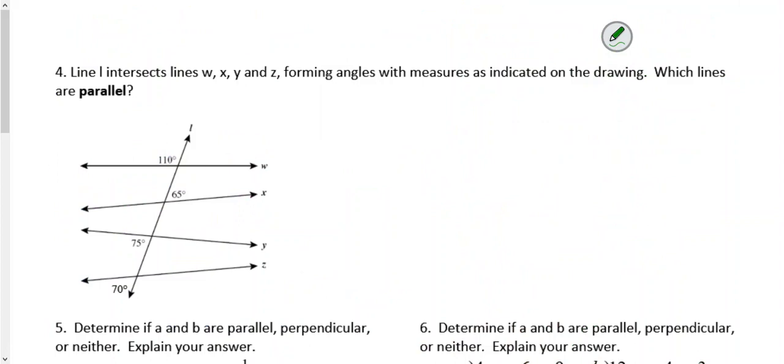Okay, line L intersects W, X, Y, and Z, forming angles with measures as indicated on the drawing. Which lines are parallel? In order to figure out parallel lines, we have to figure out the numbers in each section. So at the top, if I know that is 110, across from that will also be 110 because of vertical angles. And then the ones right next to it are my linear pair, which equal 180. So I can take that 180, subtract what I know, and I get 70.